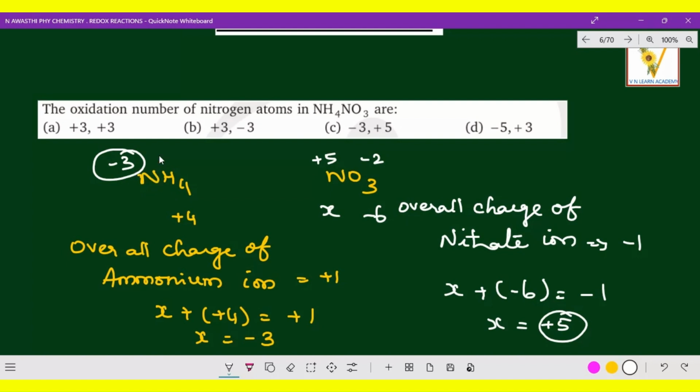So what is the correct option? Minus 3 and plus 5. Option C, minus 3 and plus 5. Hope you got the clarity how to identify. Yes, come on, let's go to the next question.